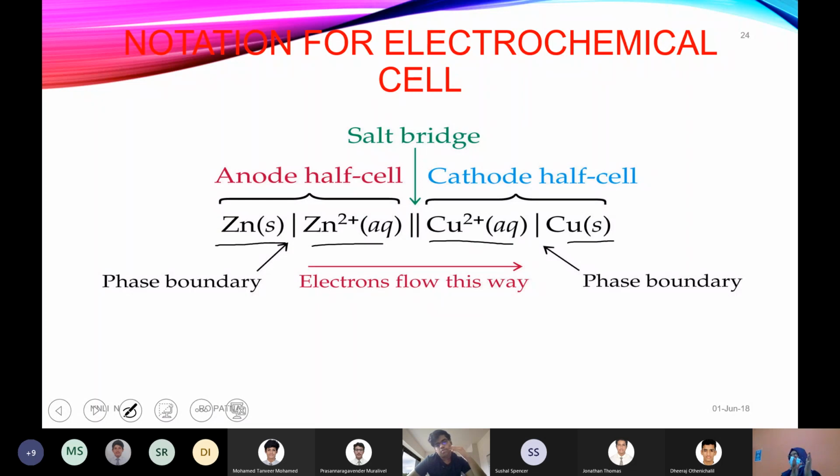For the anode, first write the metal, then draw a single line, then the electrolytic solution. So here it is zinc in solid state and Zn2+ in aqueous condition. Then the two lines indicate the salt bridge, that means the connection between the half cells. The two lines drawn indicate the salt bridge.